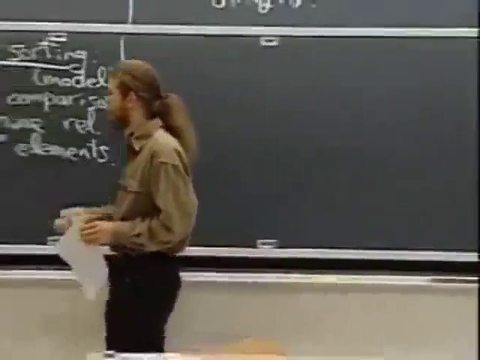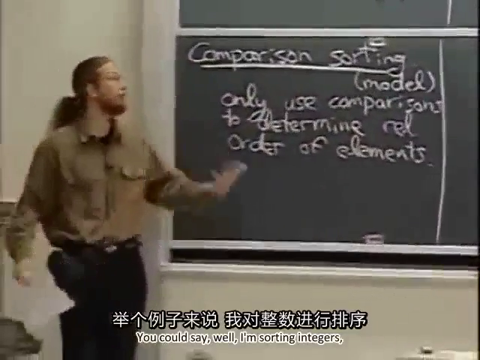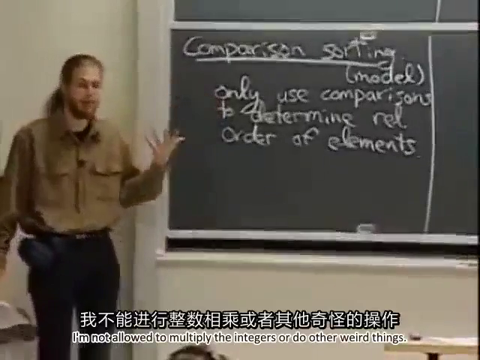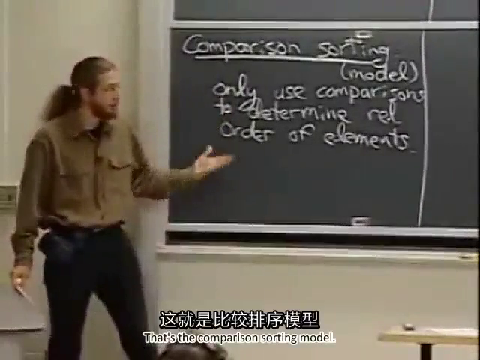But it also restricts the algorithm. So you could say, well, I'm sorting integers, but still I'm only allowed to do comparisons with them. I'm not allowed to multiply the integers or do other weird things. That's the comparison sorting model.